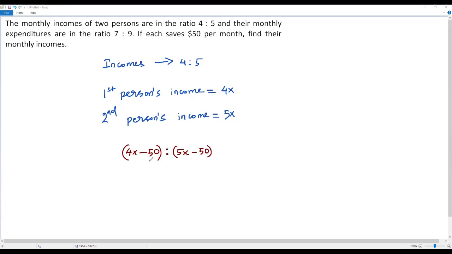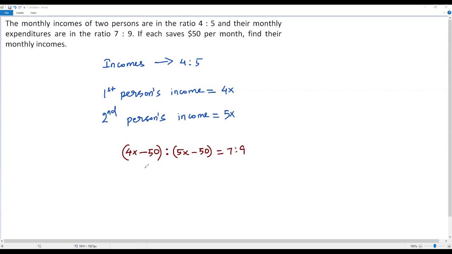So now if I take the ratio between these two quantities, this ratio gives the expenditures of the two persons. Already we have the ratio of the expenditures of the two persons in the question, that is 7 to 9. The ratio I got here and the ratio 7 to 9 given in the question represent the same thing, the ratio of their expenditures. Since these two ratios represent the same thing, we can equate them, so it is equal to 7 to 9. Actually, my aim is to find the value of x. Once I get x, it can be multiplied by 4 and by 5 to get the monthly incomes of the two people.